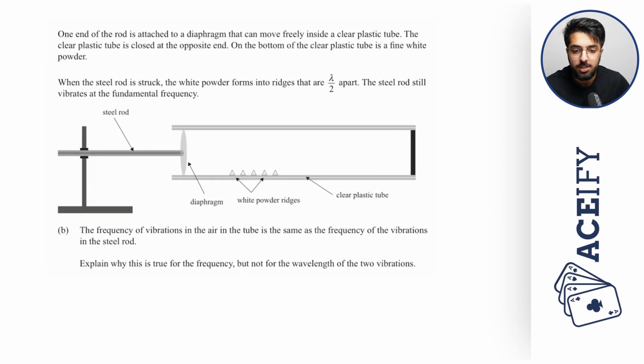One end of the steel rod is attached to a diaphragm that can move freely inside a clear plastic tube. The clear plastic tube is closed at the opposite end. On the bottom of the clear plastic tube is a fine white powder. When the rod is struck, the white powder forms into ridges that are half a wavelength apart. The steel rod still vibrates at the fundamental frequency. The frequency of vibrations in the air in the tube is the same as the frequency of vibrations in the steel rod. Explain why this is true for the frequency, but not for the wavelength of the two vibrations.